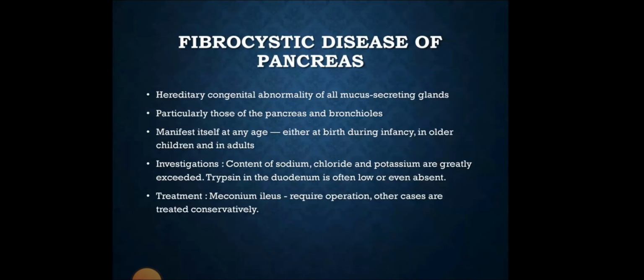Along with the pancreas, it is an abnormality of all mucus secreting glands, so other structures are also involved. The meconium becomes abnormally viscid, and that causes obstruction of the intestine, most frequently at the distal ileum. Another thing is that there will be viscid mucus in the bronchioles, which will cause bronchiolar obstruction.